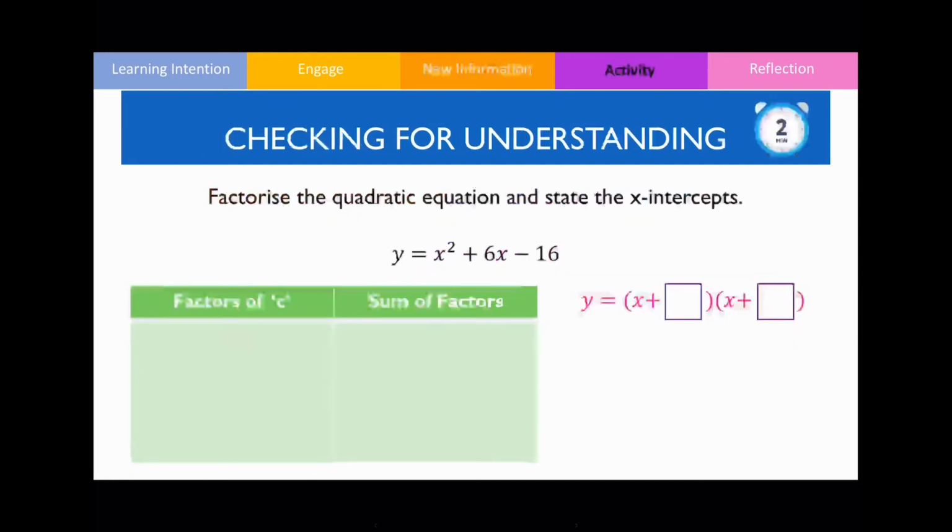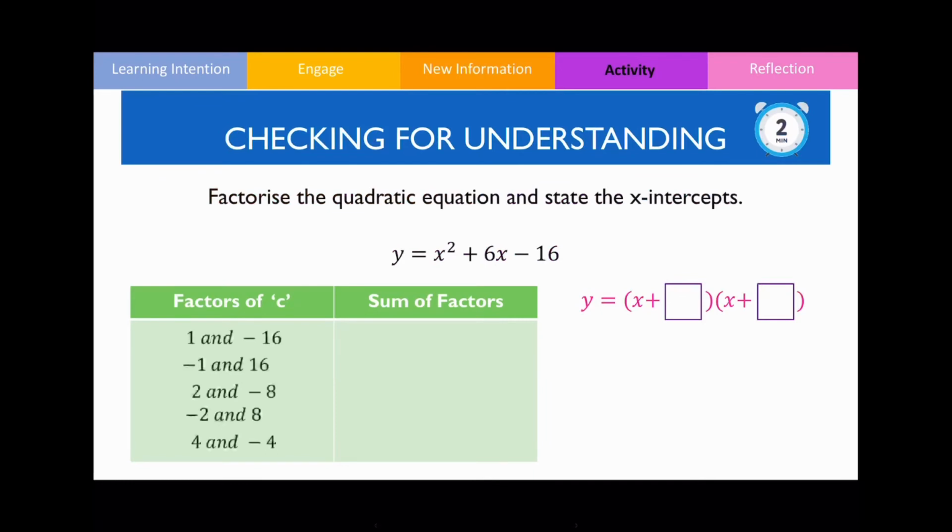All right, guys, what I want you to do now is have a go yourself at answering this question over here. Give yourself 2 minutes, use the examples that I've gone through, and then answer this question. If you've done this successfully, then you should have listed down all the factors of negative 16.